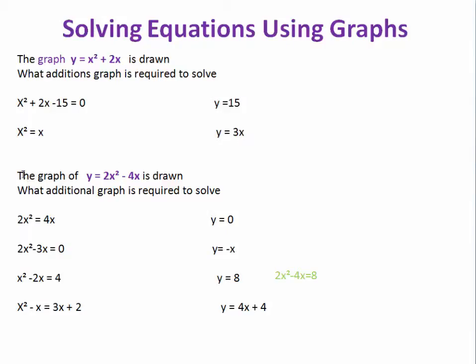Okay, so have a go at these. So we've got a graph of y equals 2x squared minus 4x. What additional line, so this is our quadratic, what line do you need to draw to solve these equations?